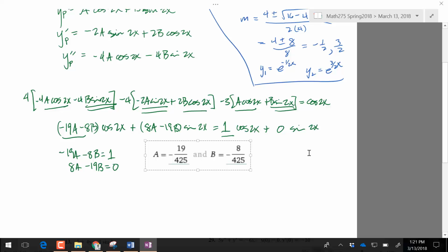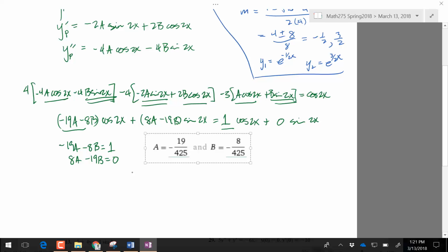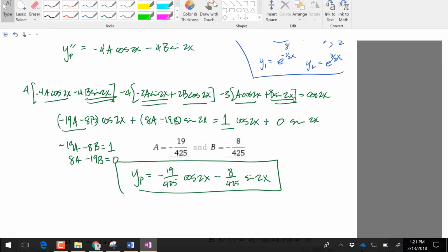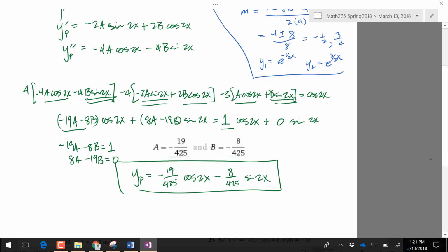So we have our solution, which means your particular solution, y sub p, is equal to minus 19 over 425 cosine 2x, plus, I guess that's a minus also, minus 8 over 425 times sine 2x. Okay? And then to get our general solution, we just superposition it all together.